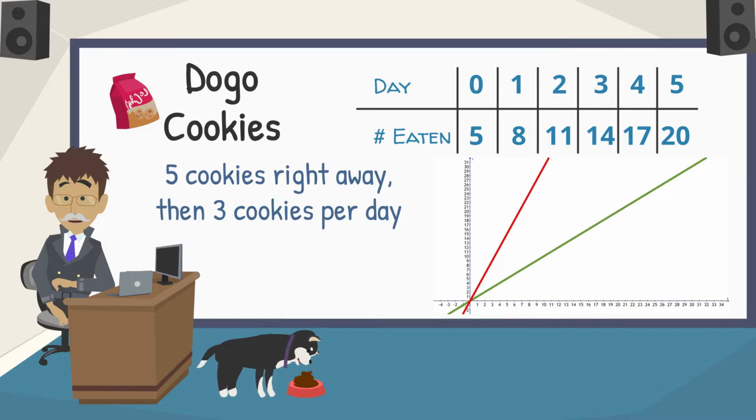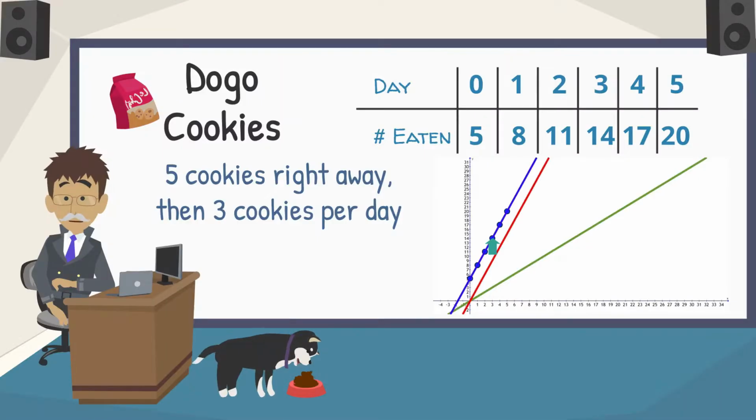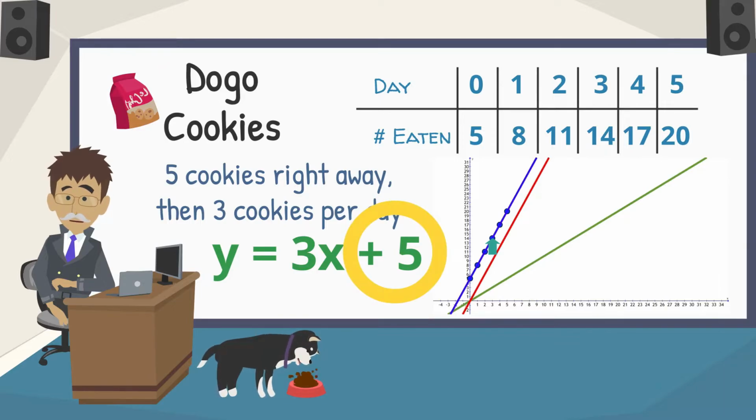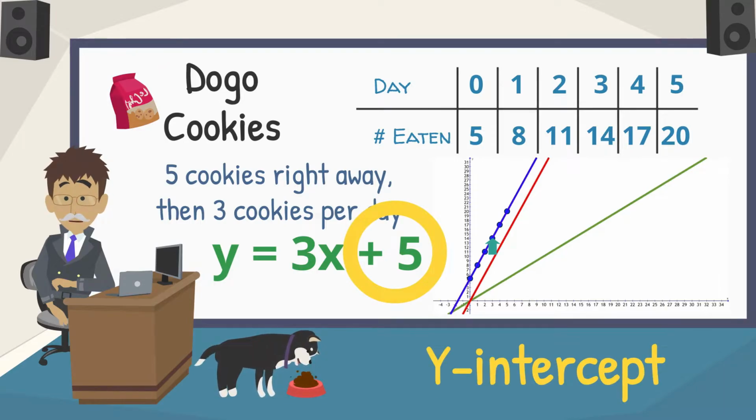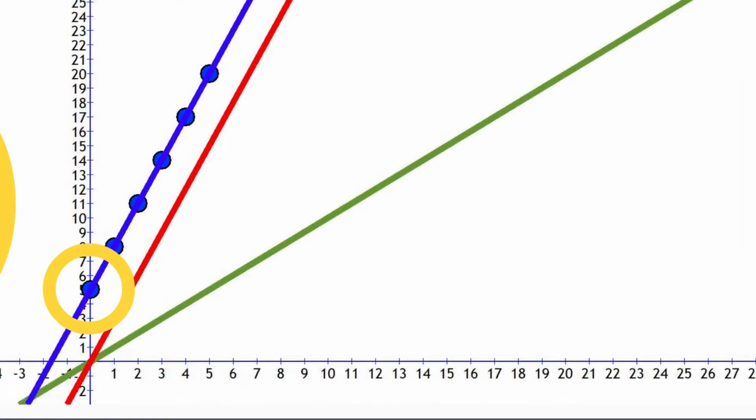Plotting the points on the previous graph gives this new line. The steepness of the new line is the same as the previous line. However, its position has shifted up 5 units. The shift in position seen in the graph and the increased values in the table can be represented by the function y equals 3x plus 5. In mathematics, we call the added constant, in this case the plus 5, the y-intercept. It represents where the function's graph crosses the y-axis, where the input equals 0.